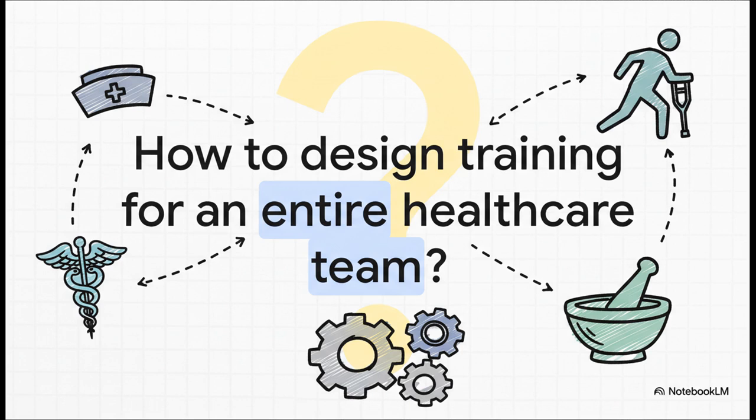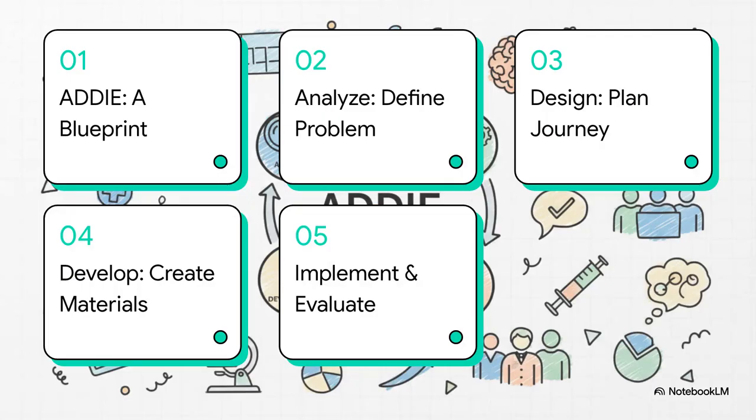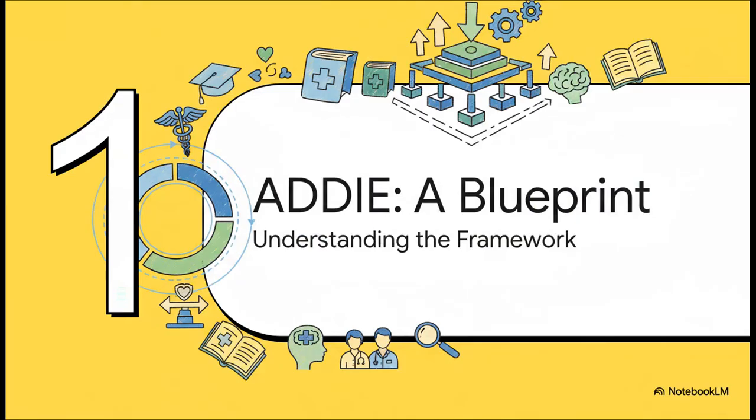It's really about creating training that makes sure everyone learns and works together effectively, because that's what leads to better patient outcomes. To answer that big question, we're going to walk through each of the 5 phases of the ADDIE model step by step. Think of it as our roadmap for creating training that actually sticks, changes behavior, and improves performance where it counts. Okay, first things first, let's build our foundation.